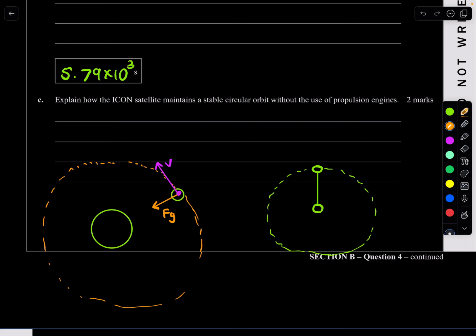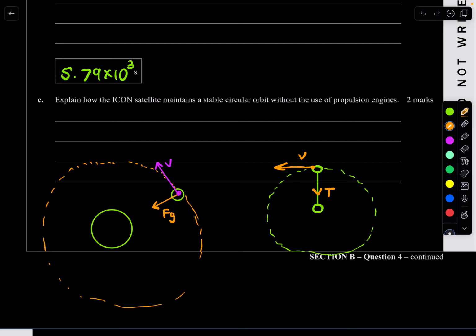Well, we know there's going to be a tension force towards you. And there's also going to be a velocity that's always perpendicular to that tension force. Think of it the same. If you maintain that constant velocity, what's going to happen? The thing is going to move at a stable radius. It's going to move at the same radius all the time. And if you just keep doing that, that's why it maintains a stable circular orbit without the use of propulsion engines.